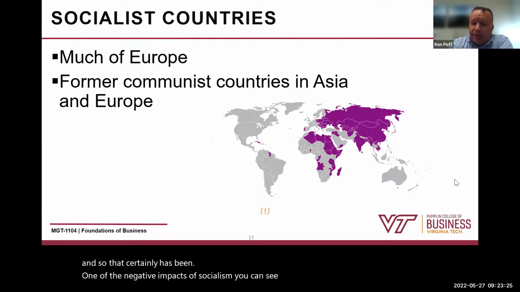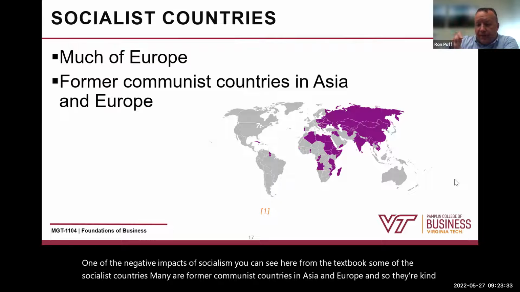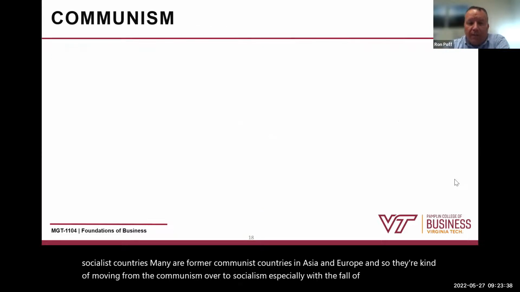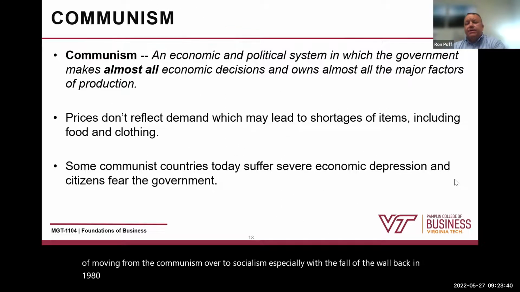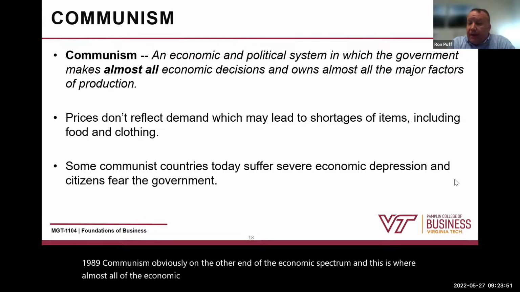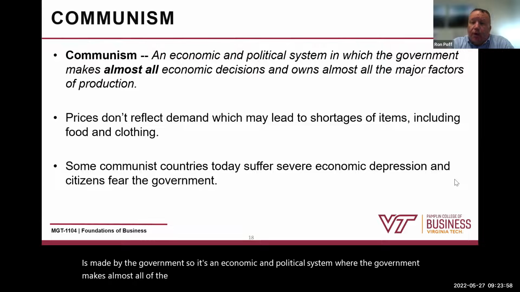You can see here from the textbook some of the socialist countries. Many are former communist countries in Asia and Europe. And so they're kind of moving from communism over to socialism, especially with the fall of the wall back in 1989. Communism, obviously on the other end of the economic spectrum, is where almost all of the economic decisions are made by the government. So it's an economic and political system where the government makes almost all of the decisions and owns almost all of the major factors of production.